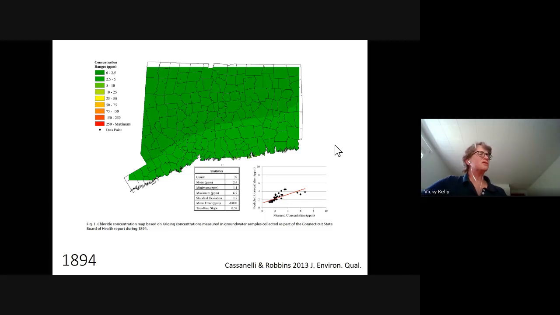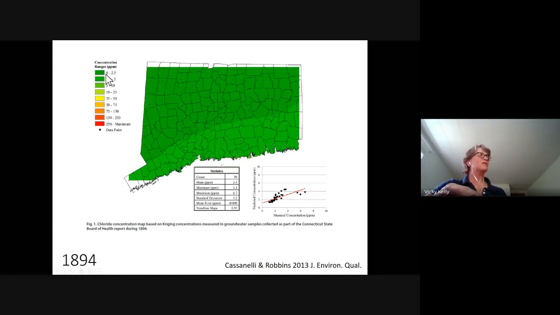So I'm going to show you a series of graphs from a publication done in 2013 by Castanelli and Robbins, in which they used concentrations from groundwater samples that were collected as part of the Connecticut State Board of Health. They have data starting in 1894 and going onward. And the concentrations are represented by different colors.